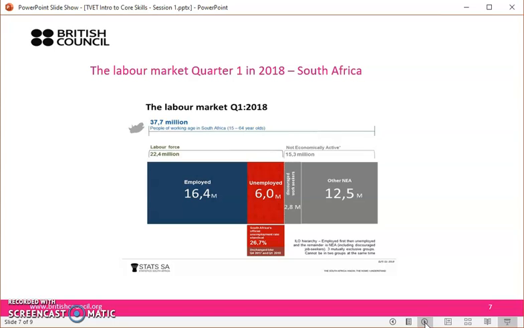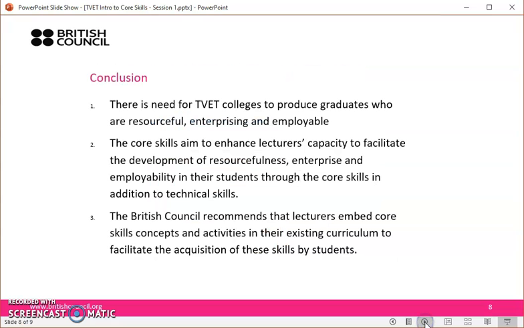And we, as lecturers in TVET colleges, we are really sitting at a position where we can influence this by enhancing the quality of the graduates that emanate from our institutions. So in conclusion, to end this micro session, what we are saying is there is need for TVET colleges to produce graduates who are resourceful, enterprising, and employable.